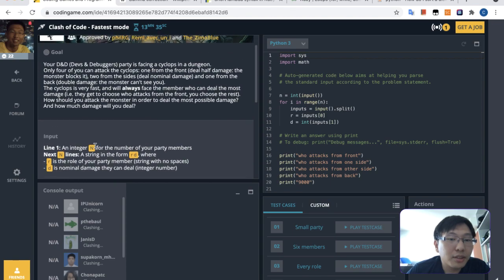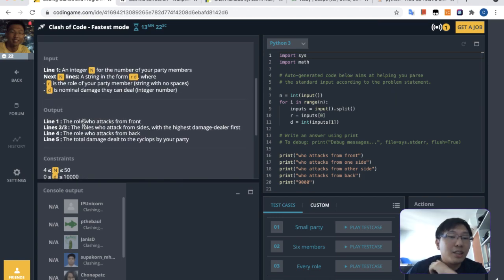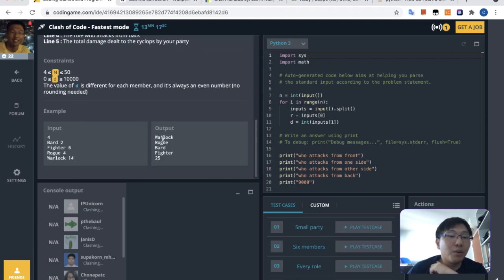Does it make a difference? Oh, it does, because the Cyclops will always face the member who can deal the most damage. So it means that the person with the second most damage should go to the back. The person with the most damage doesn't really matter; you should just attack from the front either way. So like here, Warlock has the most damage, so Warlock is at the front.